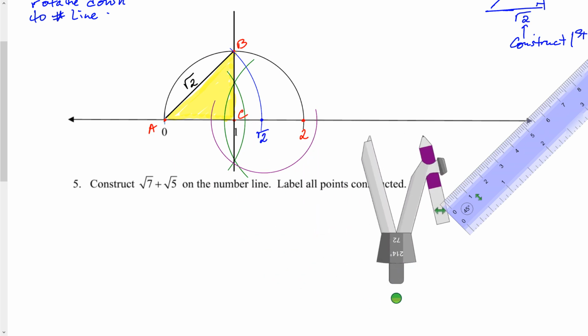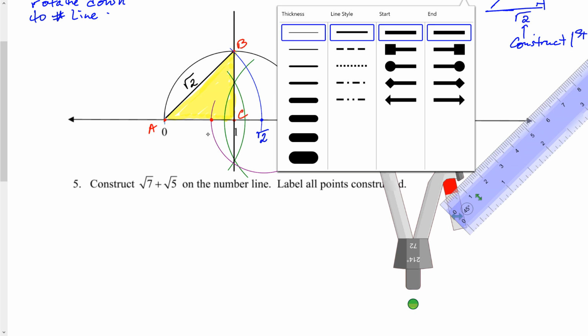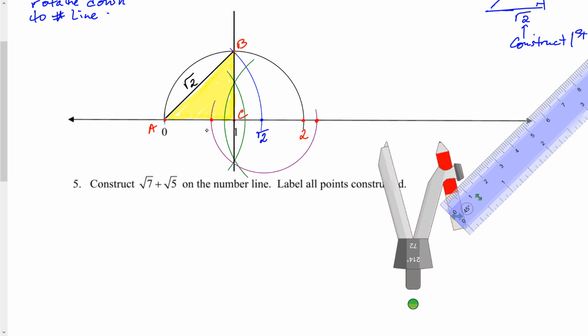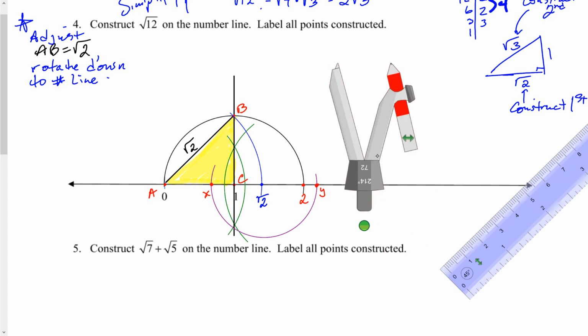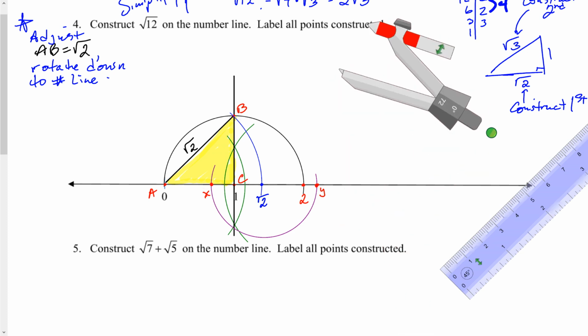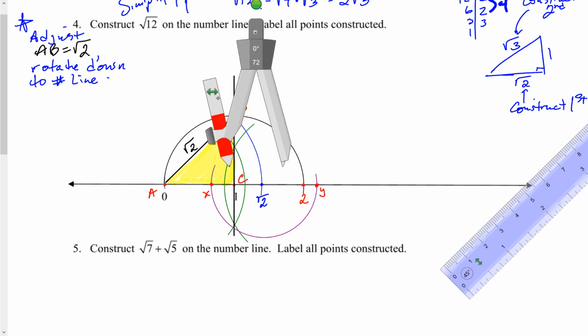Okay, so now I found 2 points equidistant from root 2. I'm going to use this point right here and this point right here. Just to talk about them and refer to them, I'm going to give them names, x and y. So using x and y, I'm going to construct a perpendicular through root 2. That requires the compass. Whenever you want to construct a perpendicular, it requires points equidistant from the point.